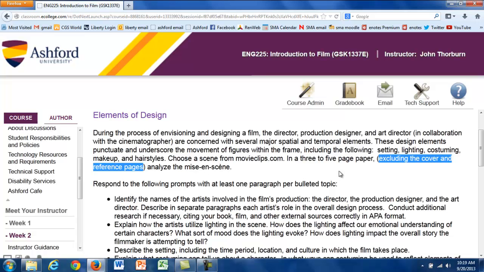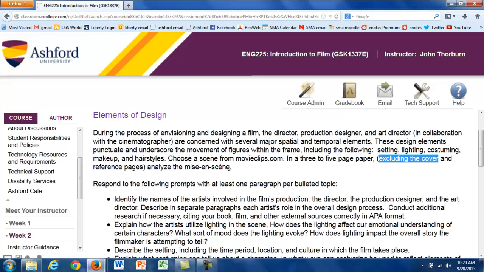pages. So the first page of this assignment should be an APA formatted cover page. Then you're going to have 3 to 5 pages of text, and then after that you'll have a reference page. So in total you're going to have at least 5 pages and maybe as many as 7 pages. But the 3 to 5 page paper, that doesn't include the cover page and the reference page.